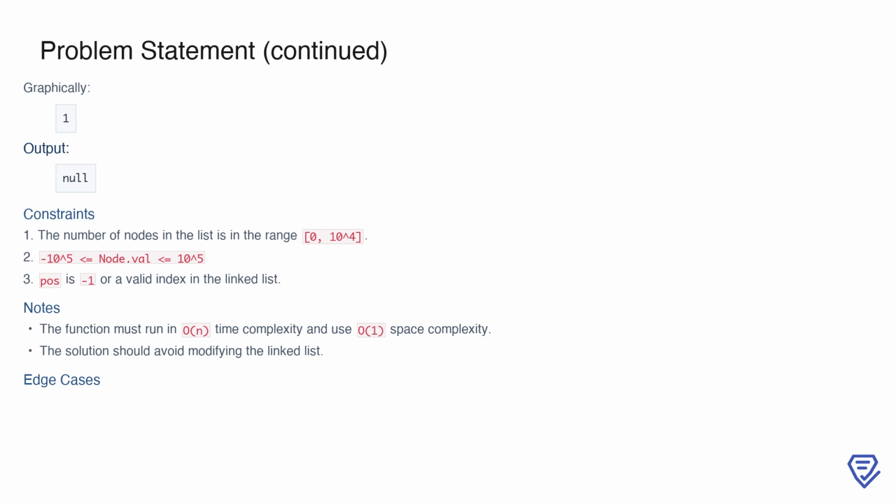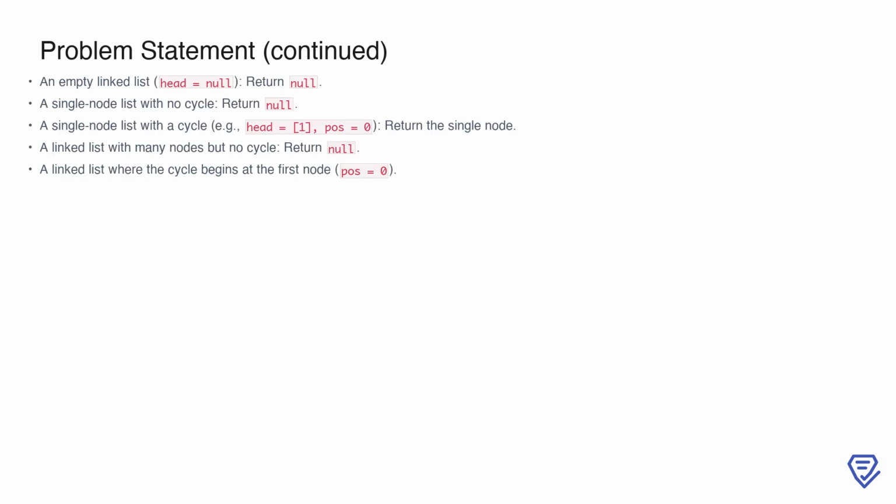In contrast, if we have a linked list with a single node, such as 1, and POS is -1, it means there is no cycle in the list. The node simply points to null, and there is no connection back to any previous node. Graphically, the list only contains the single node with value 1, and since no cycle exists, the output for this case is null.